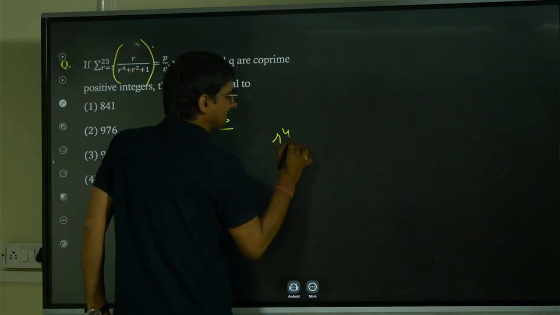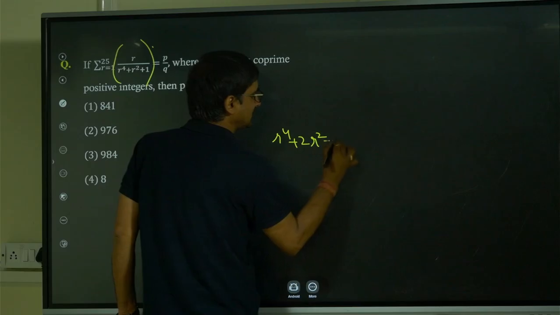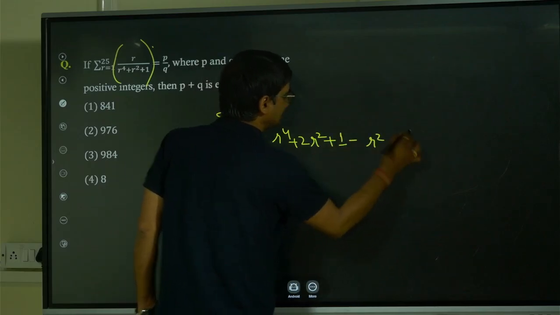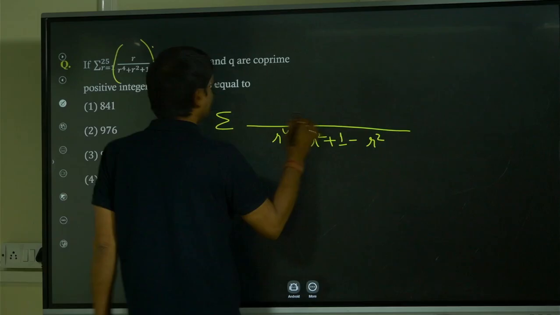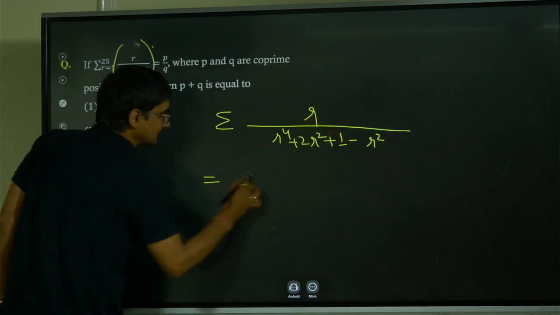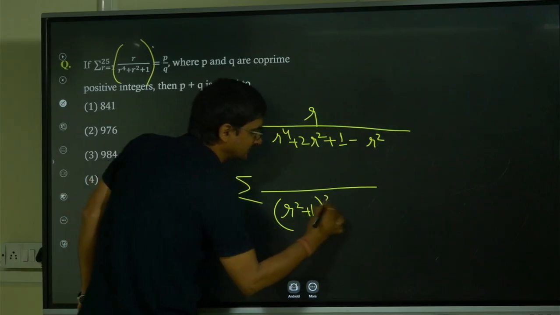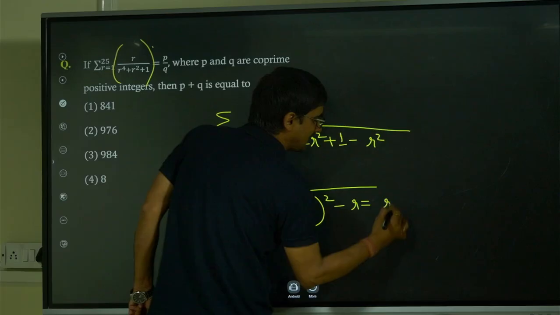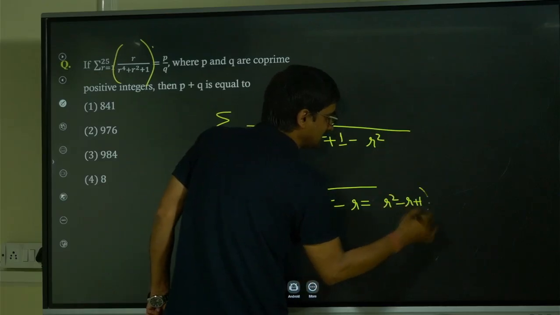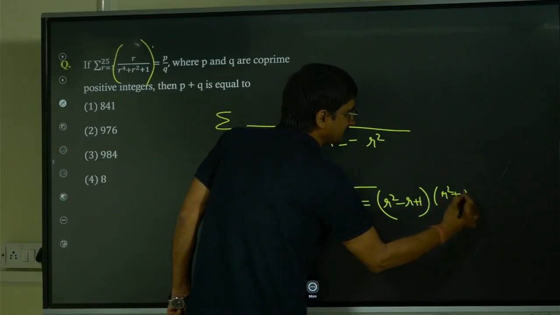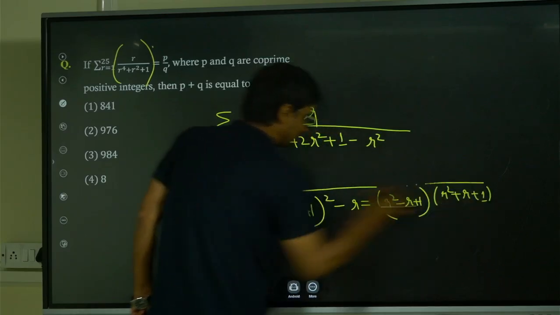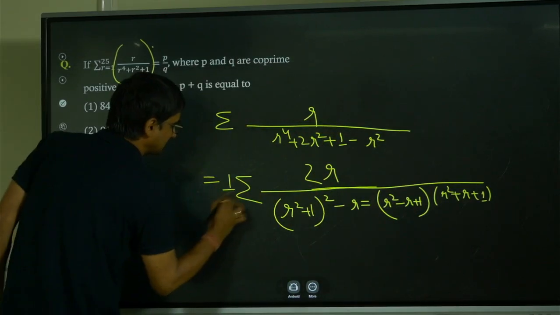So how? Add r square. I remember this question. As I said, it's a very common question. So summation in the denominator, it's (r square plus 1) whole square minus r square. So it's (r square minus r plus 1) into (r square plus r plus 1), and this is nothing but r here. Divide and multiply by 2.